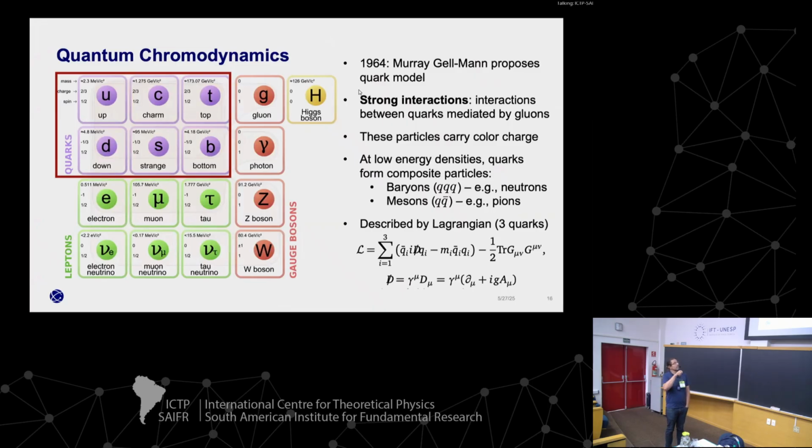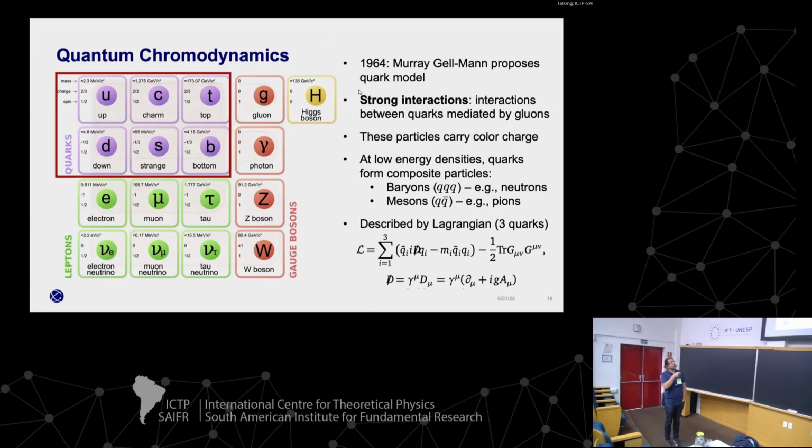There are the bosons of these interactions. The gluon is the exchange boson of the strong interaction, so it interacts between these quarks. The photon of the electromagnetic interaction, and the Z and W bosons mediate the weak nuclear force, like beta decay and things like this. So the quark model was proposed in 1964 by Murray Gell-Mann.